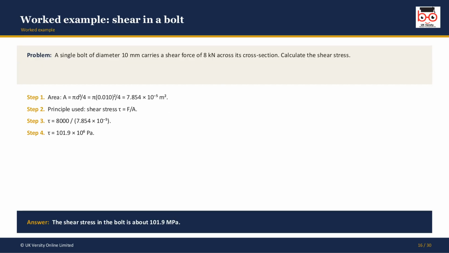Let's calculate a shear stress. A single bolt of diameter 10 millimeters carries a shear force of 8 kilonewtons across its cross-section. First, the area, pi d squared over 4, with d of 0.010 meters, gives about 7.854 times 10 to the minus 5 square meters. Shear stress is force over area, so 8,000 divided by that, which comes to about 101.9 times 10 to the 6 pascals, roughly 102 megapascals in the bolt.